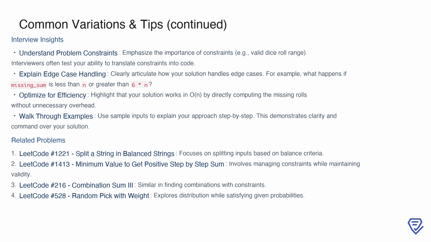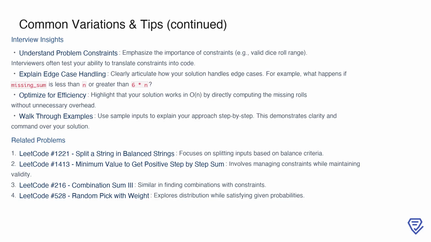Efficiency is another critical point. Highlight that your approach works in O(n) time by directly computing the missing rolls without redundant operations. This demonstrates that you're mindful of performance expectations. Walking through examples is also highly beneficial. By using sample inputs to explain your process step by step, you can showcase your thought process and command over the problem. Moreover, exploring related problems can deepen your understanding.